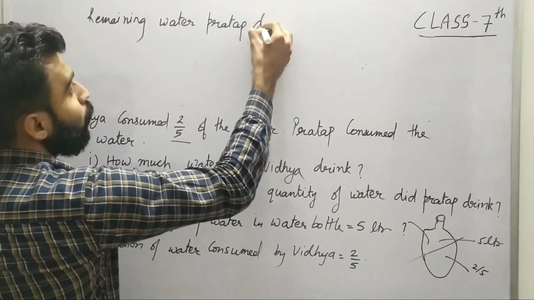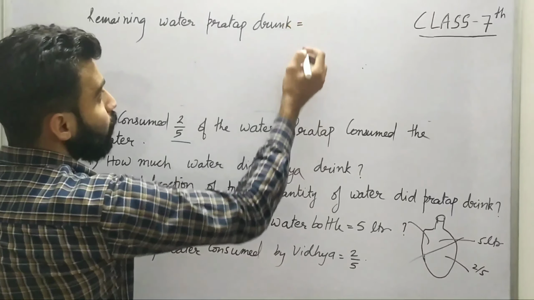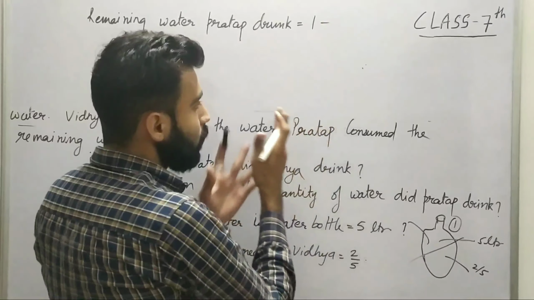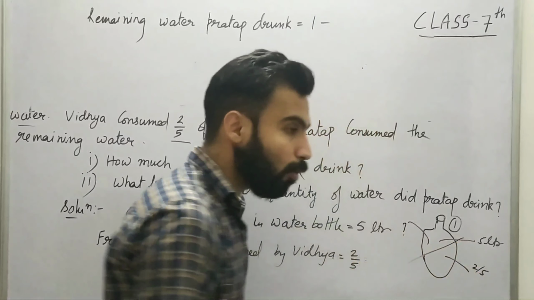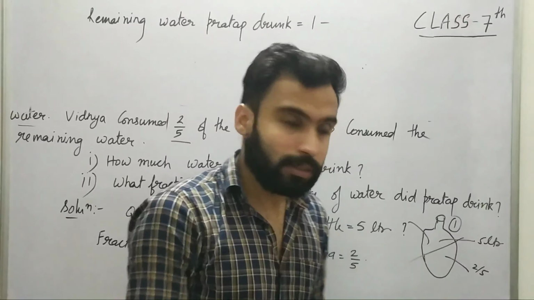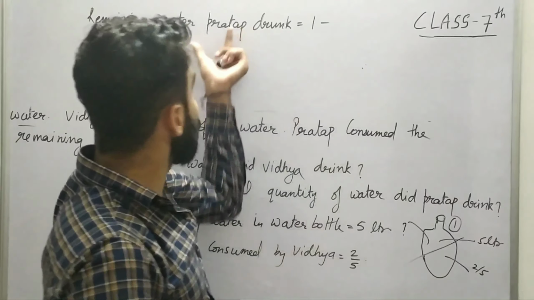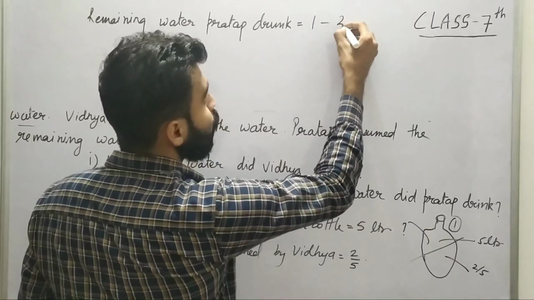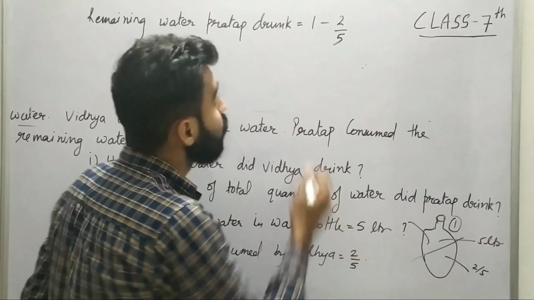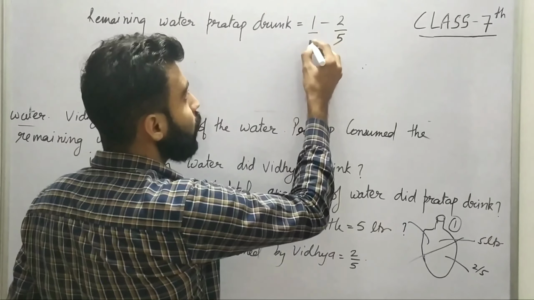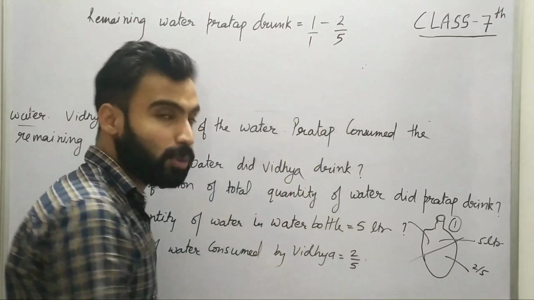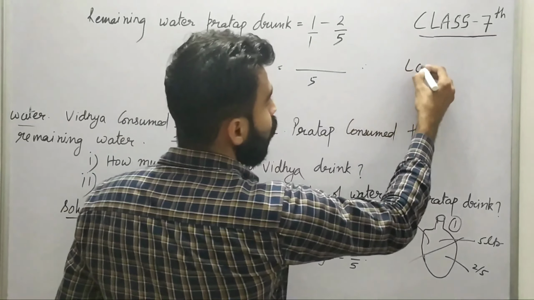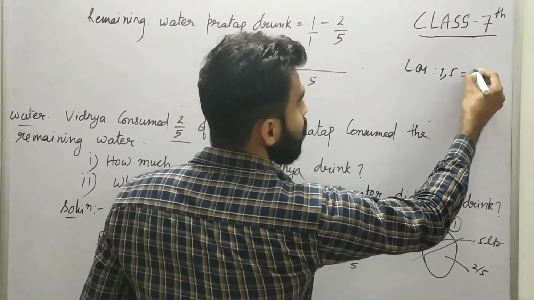Pratap drank is equal to, now you can see there's only one water bottle, so I will just remove the fraction of water Vidya drank. So the remaining water will be Pratap's fraction, right? So from one water bottle I'm just removing 2 by 5, that means Vidya's portion. So you can see this is a whole number. To convert it into a fractional value, I just place 1 in the denominator. Now you can take the LCM of it, that is 1 and 5. So you all know the LCM of 1 and 5 is simply 5.